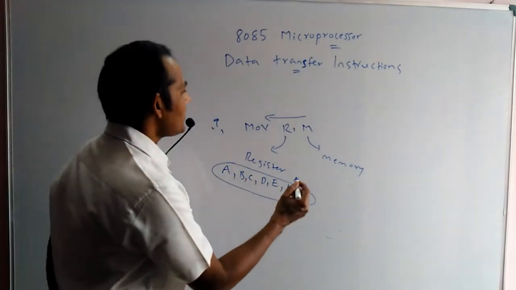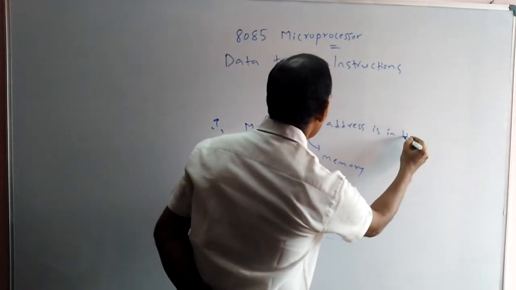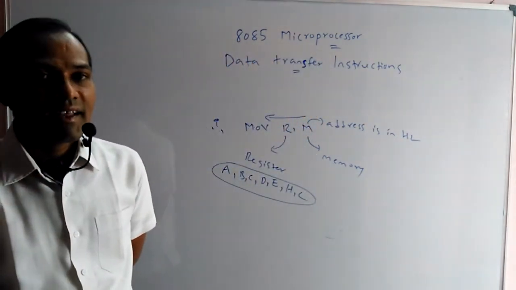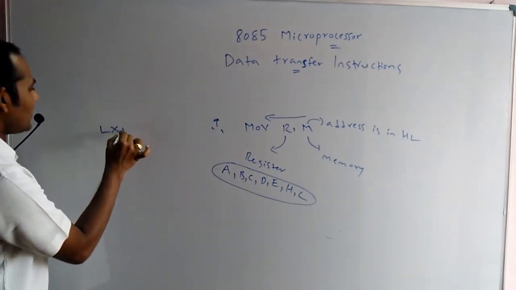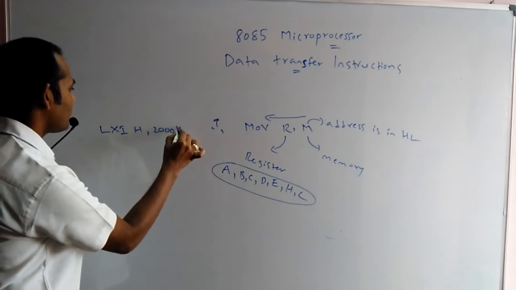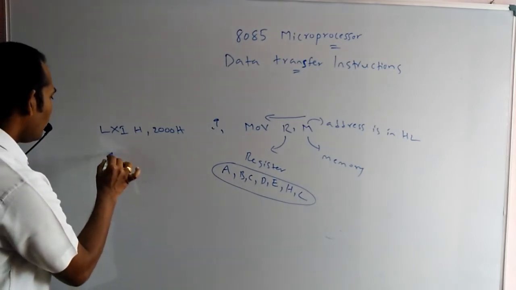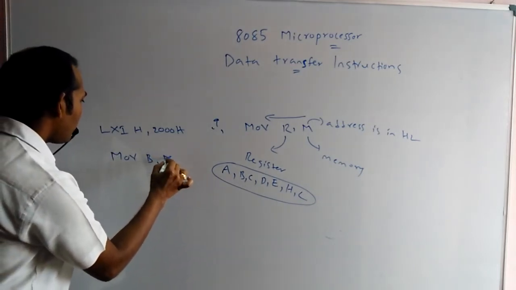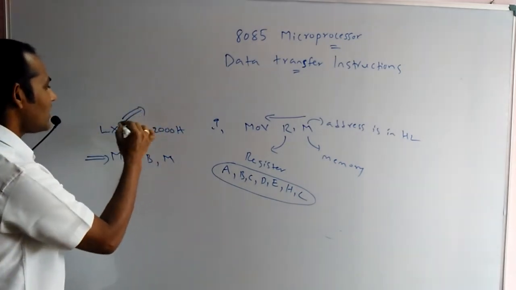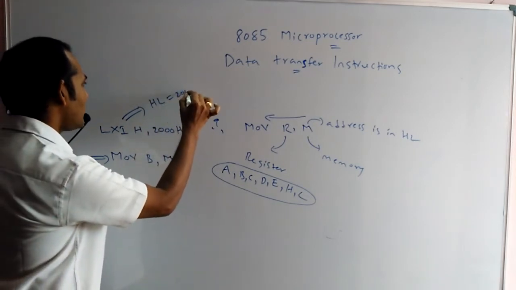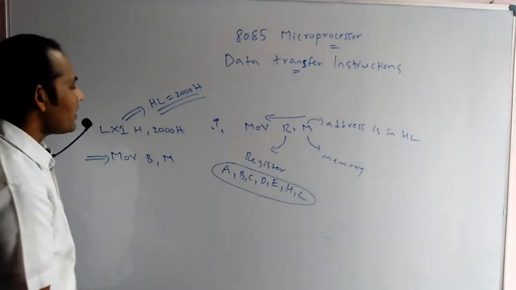Here M means the address. The address of M is in HL. We'll see one example. Suppose you write LXI H, 2000H. First I have written LXI H, 2000H, then MOV B, M. Now at the time of this instruction, the HL value is here. LXI H means HL will be 2000H. That is the HL value. So the next instruction is MOV B, M.